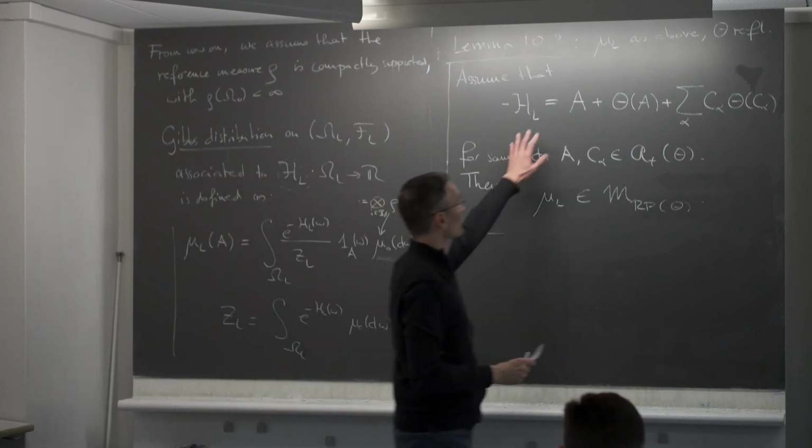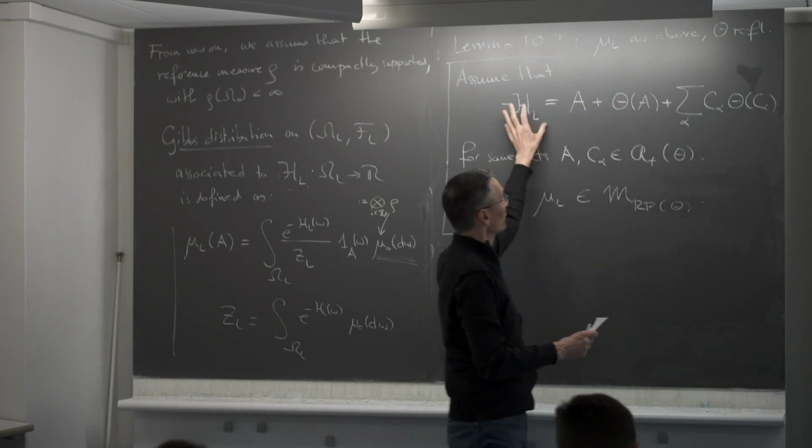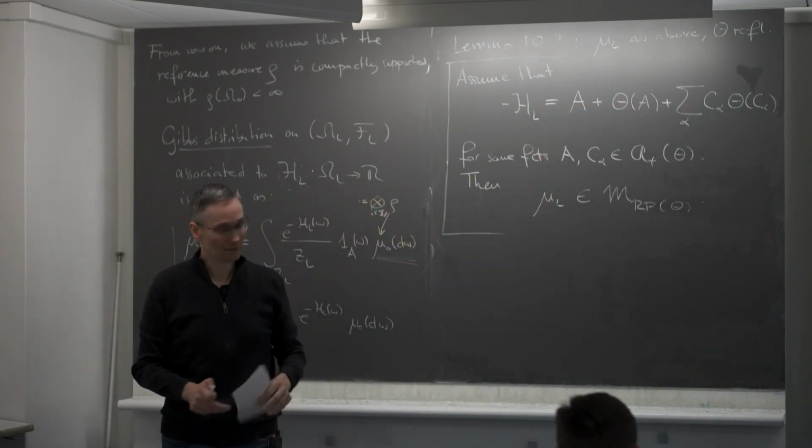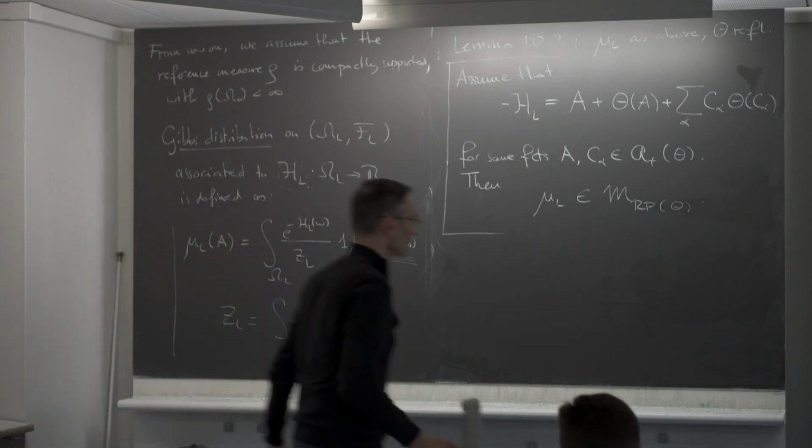Okay. So you need some kind of reflection invariance of the Hamiltonian to make sure that you get a reflection positive measure.